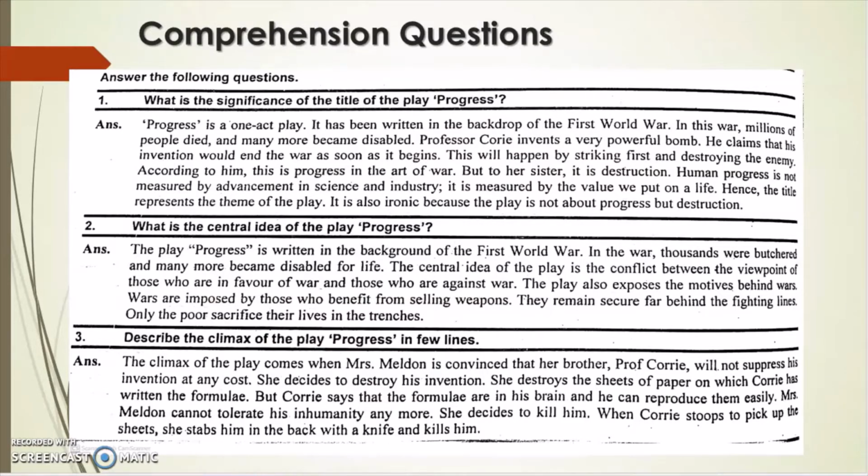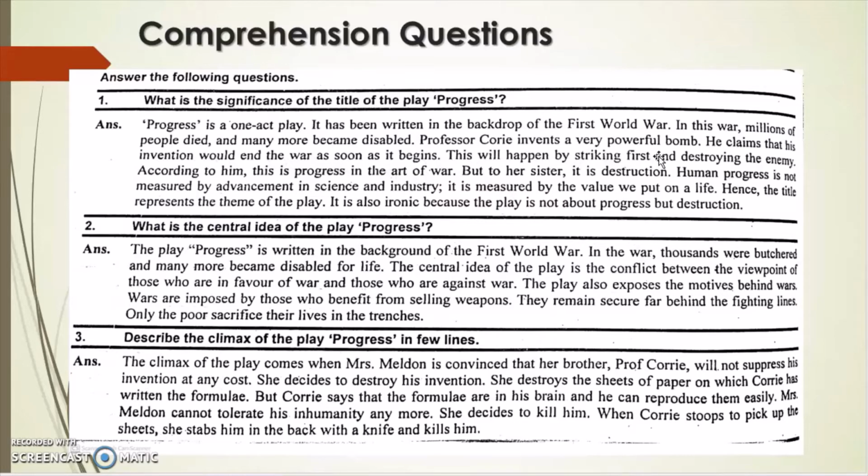The first question is, what is the significance of the title of the play Progress? So Progress is a one-act play, so there are no divisions. It's just one act, from start till the end. It has been written in the backdrop of the First World War. In this war, millions of people died and many more became disabled.